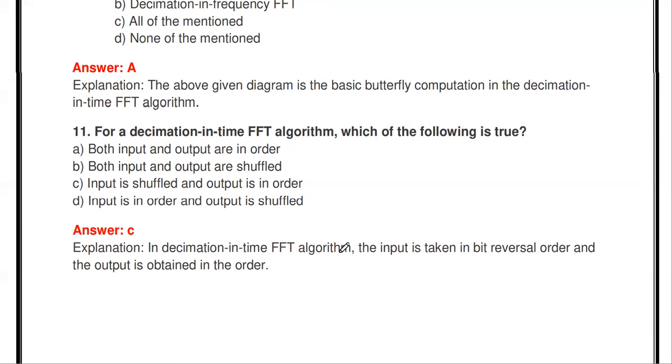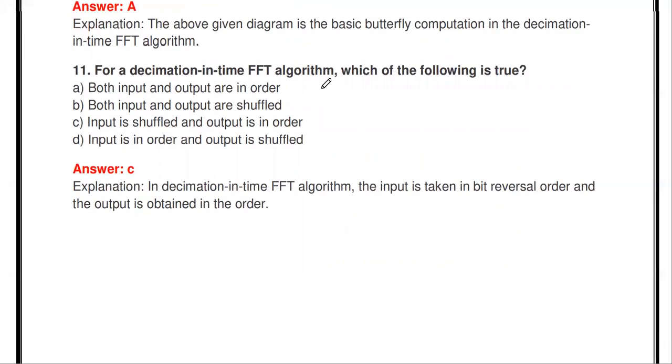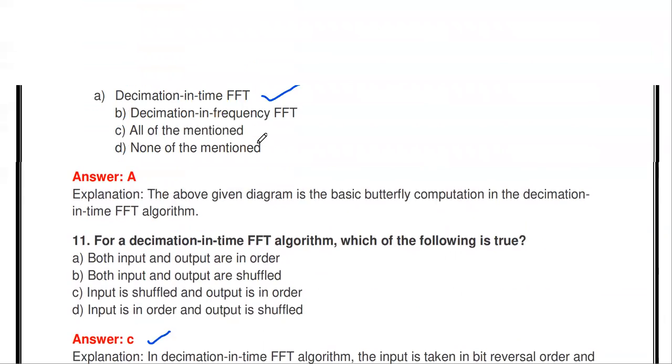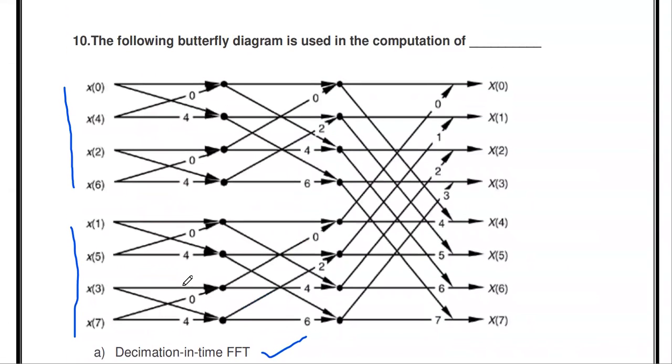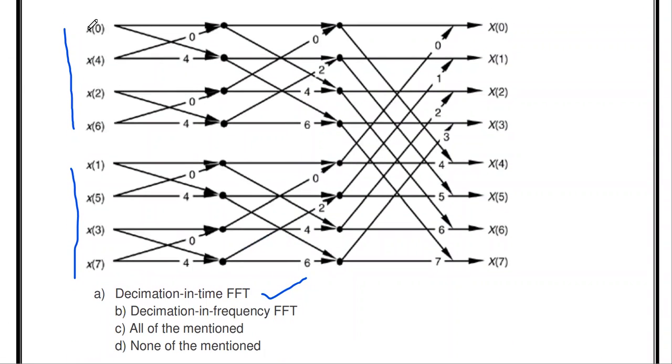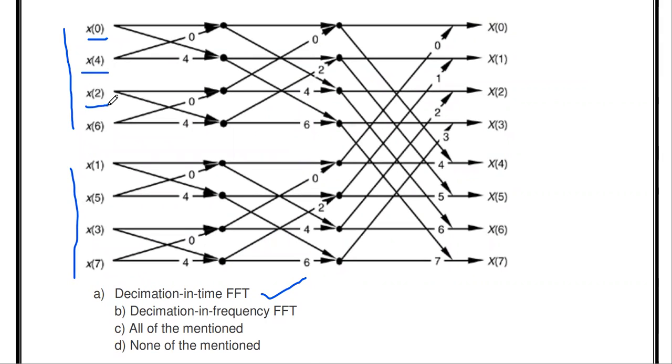Okay, the next one, for decimation in time FFT algorithm, which of the following is true? Both input and output are in order. Both input and output are shuffled. Input is shuffled, output is in order. Input is in order, output is shuffled. So you just see in decimation in time algorithm, the input, here you see the first sequence x of 0, the next sequence x of 4, the next one x of 2, x of 6, 1, 5, 3, 7.